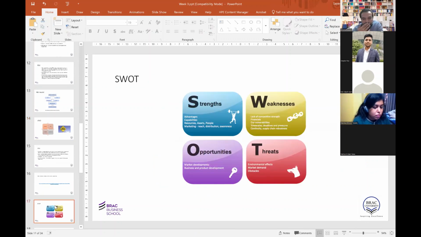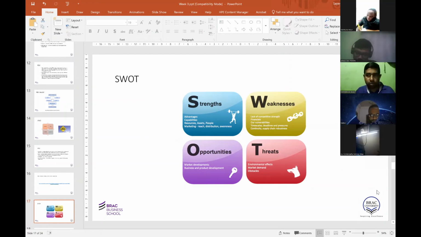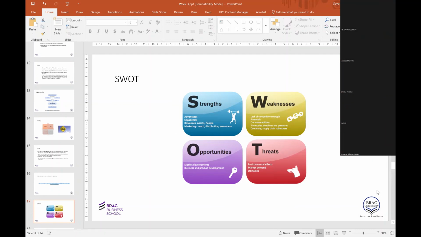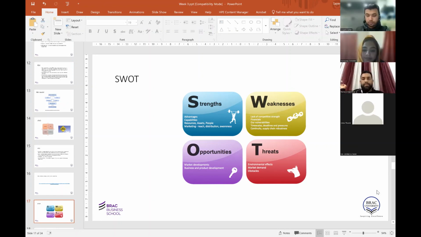Another tool, and it's a very popular one. It's being used by most of us. SWOT analysis. Have you ever done a SWOT analysis? Has anyone heard of SWOT analysis before? Yes, sir. Okay, so SWOT is a very popular one, mostly used by the majority of disciplines, whether in business, finance or marketing. In every discipline, SWOT analysis is used.